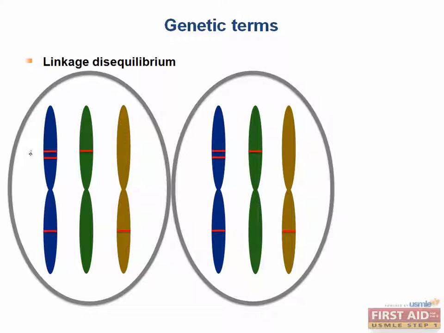I'll give these genes names. So let's say this is A, B, C, D, and E. And in the other gamete, I'll use lowercase letters. So again, we have little a, B, C, D, and E.